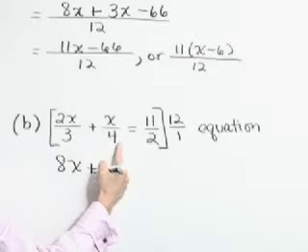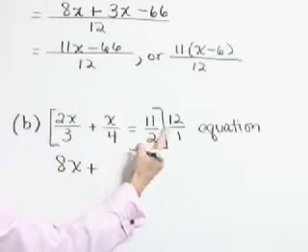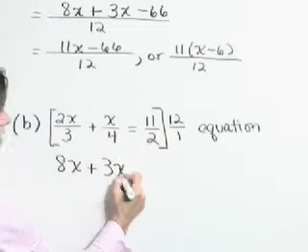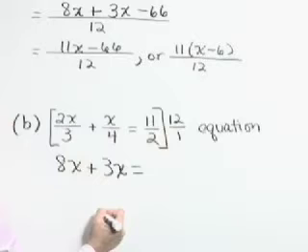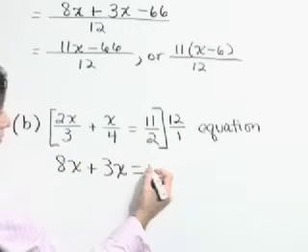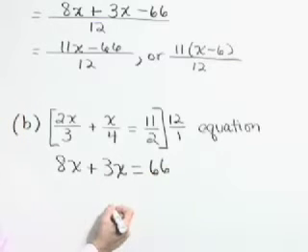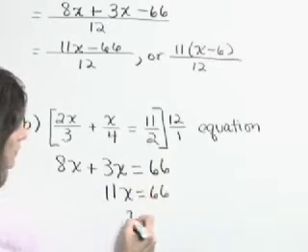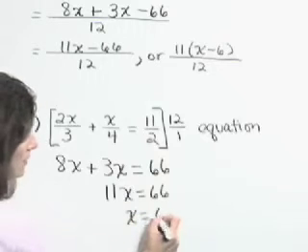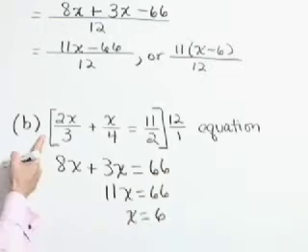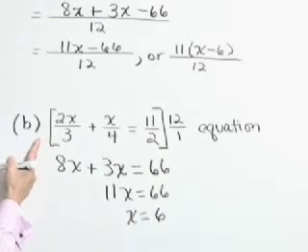12 times x over 4. 4 cancels into 12 3 times, and 3 times x is 3x. That's equal to 2 goes into 12 6 times, and 6 times 11 is 66. This gives 11x is 66, or x is equal to 6. It's always a good idea to check these rational equations. Let's go ahead and do that.